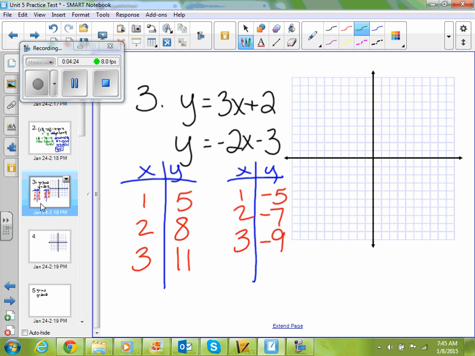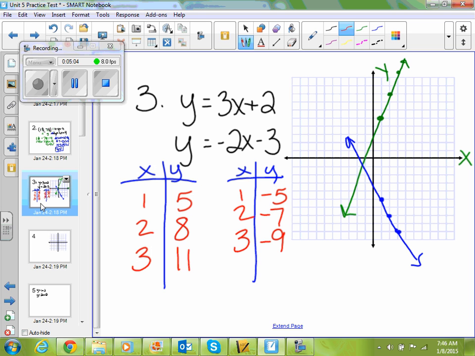So if I go ahead and graph those, if I graph my first equation, (1, 5), that's over 1, up 5 on my x and y axis, over 2 up 8, and over 3 up 11. And then I connect those points with a straight line. If I graph my second equation, (1, -5) is over 1, down 5. (2, -7) is over 2, down 7. (3, -9) is over 3, down 9. Then I need to connect those points with a straight line.